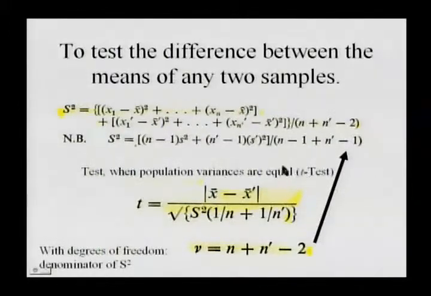So the test when the population variances are equal using the t-test is shown here. The absolute value, so whenever we see absolute value, we know we're doing a two-tailed test. The difference between the two means, the means of the two sample groups, divided by the square root of the estimate of the population variance times 1 over the sample size 1 plus 1 over the sample size 2. With the degrees of freedom, basically the denominator used for the estimation of the population variance, sample size 1 minus 1 and sample size 2 minus 1, or in other words n plus n prime minus 2.